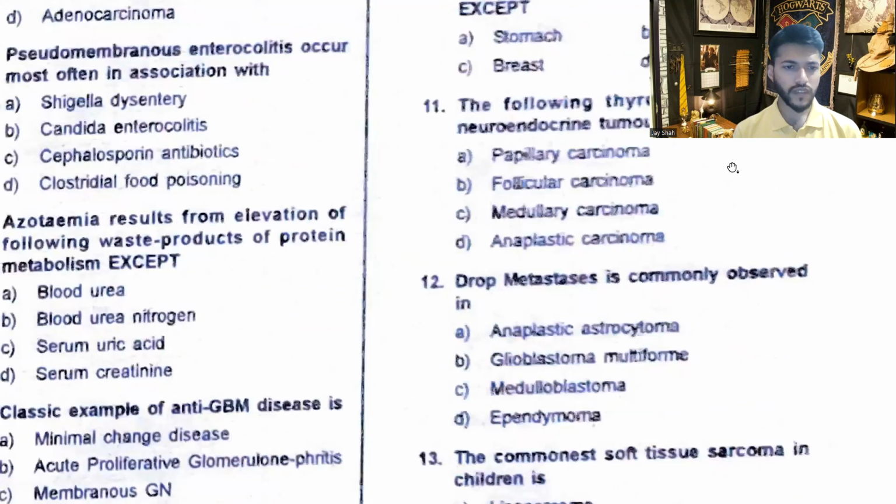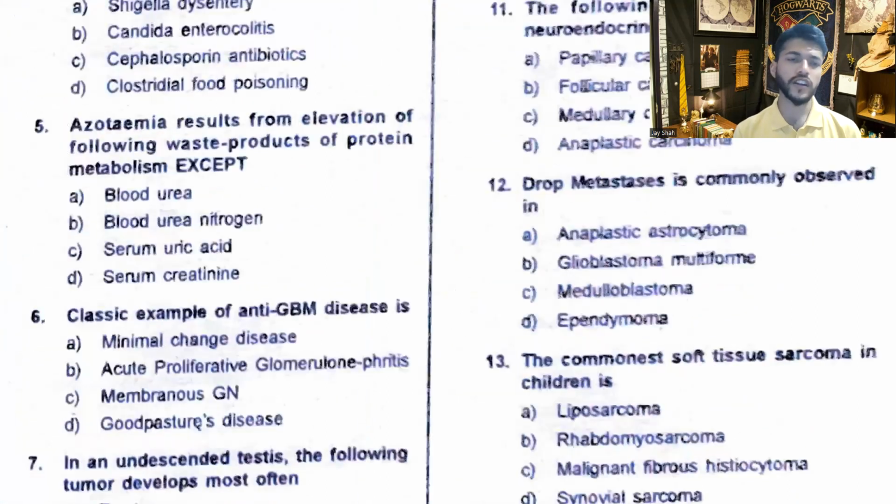Next question. Undescended testis, the following tumor develops. Even without seeing the options, the answer should be in your head. It is seminoma. Classic example of anti-GBM disease is Goodpasture syndrome. Which pattern of immunofluorescence? Linear pattern of immunofluorescence. Yes. In acute post-streptococcal glomerulonephritis, which pattern will you see? You will see a granular appearance. Not linear, it will be granular immunofluorescence.